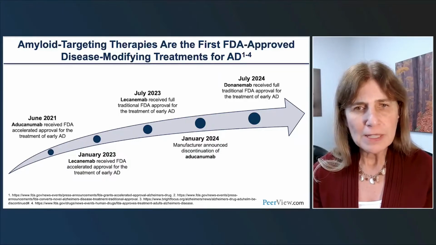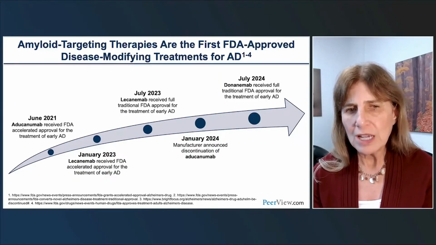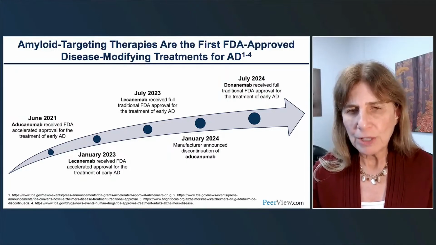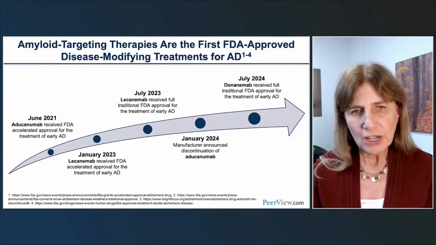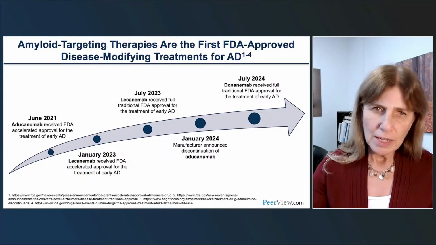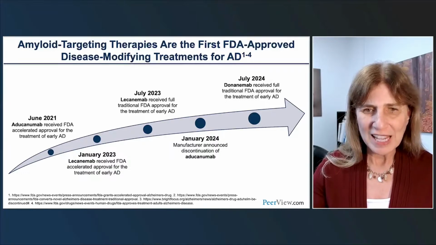And just a couple of months ago, July 2024, donanemab received full traditional FDA approval for the treatment of early AD. So we now have two antibodies targeting A-beta intended to treat early AD.